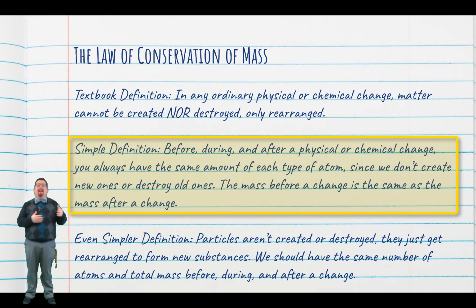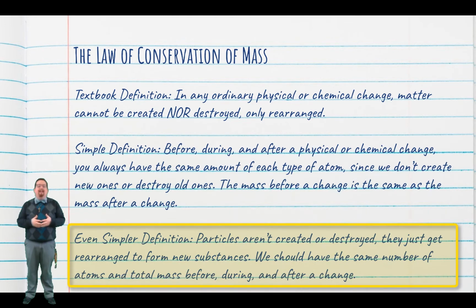Before, during, and after a physical or chemical change, you always have the same amount of each type of atom, since we don't create new atoms or destroy old ones. Furthermore, the total mass before a change is the same as the total mass after the change. That's probably a little more useful to you, but if you're still struggling with it, here's an even simpler definition.